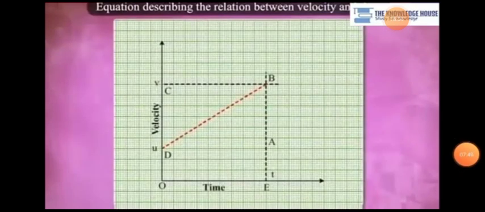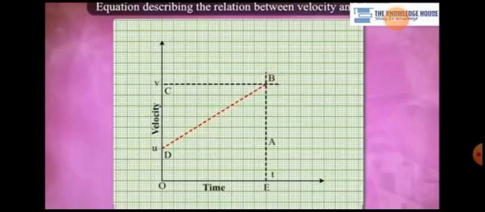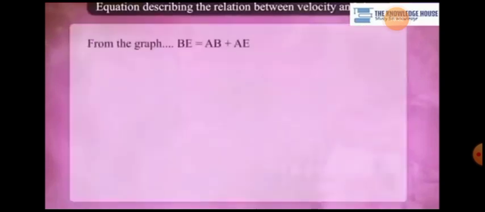Draw a line parallel to the y-axis through B. This will cross the x-axis at E. Draw a line parallel to the x-axis passing through D. This will cross the line BE at A. From the graph, BE is equal to AB plus AE.